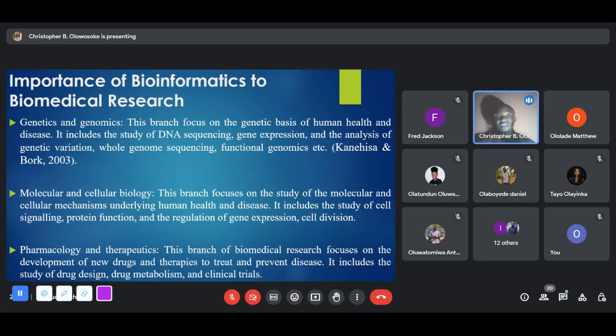So all these are relevant, applicable in the field of genetics and genomics. Now the next important application of bioinformatics is in the field of molecular biology.